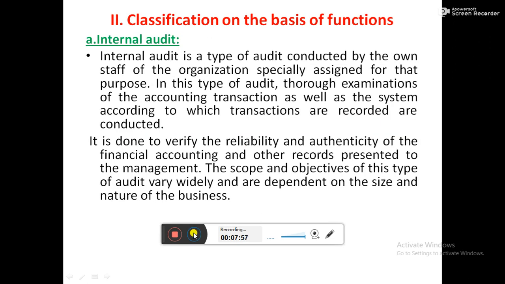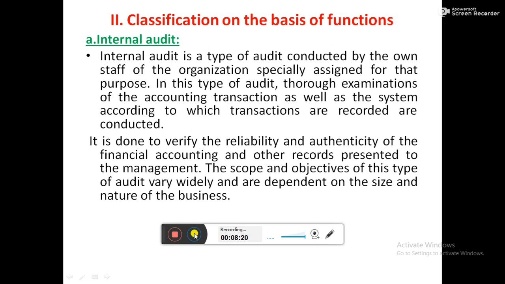Now we will move on to the second main classification, that is classification on the basis of functions. Audit on the basis of functions performed by an auditor is again classified into two types, internal audit and external audit. Let me tell the meaning of internal audit.